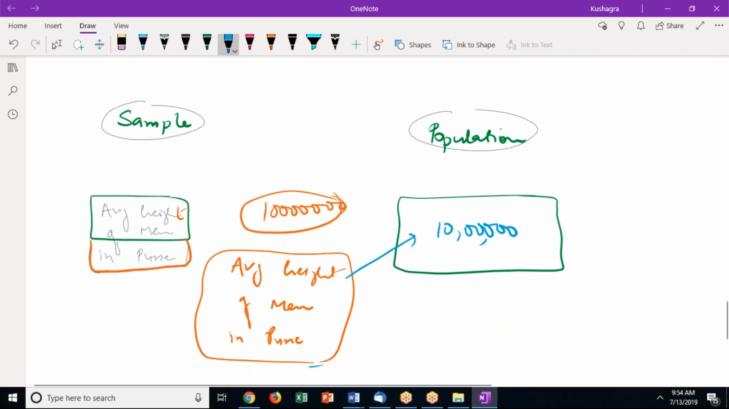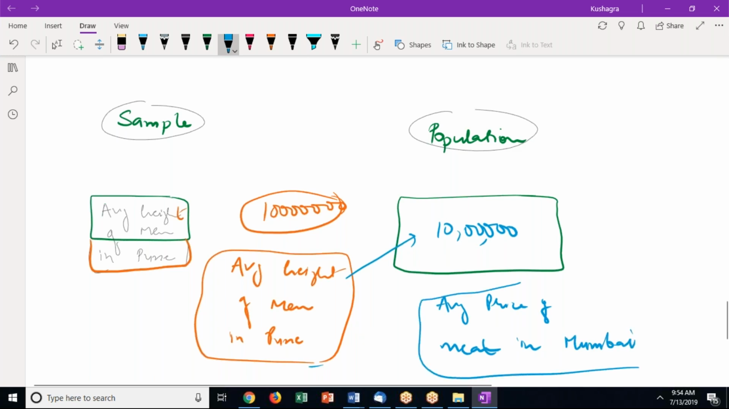Correct. If I was interested in finding the average price of a meal, say in Mumbai, then all the restaurants or whatever eateries I have in Mumbai would form my population. Now, as I told you, it's not feasible to collect data for the entire population. So population is the whole, everything that fulfills the criteria in question. You would not want to take the entire data in question. So you would take some part of it, randomly select some data, and that would form your sample.